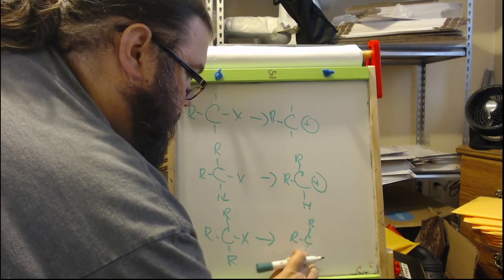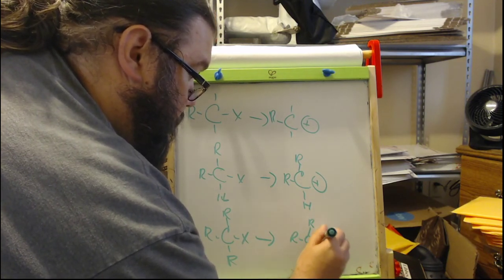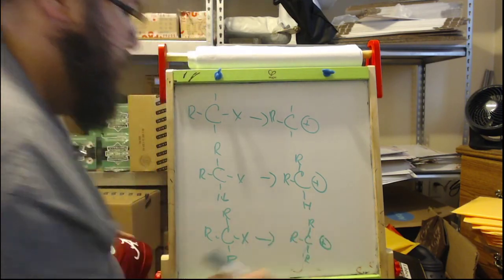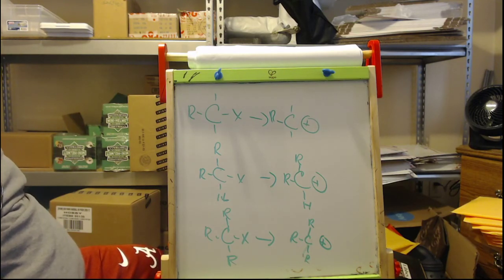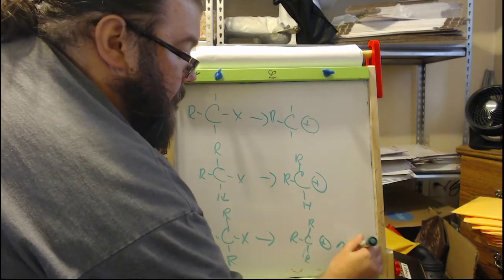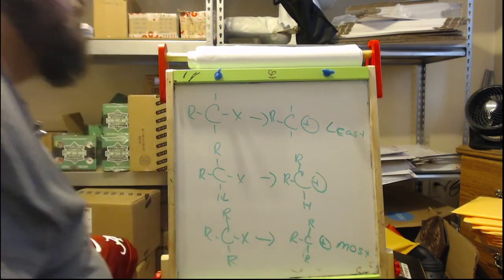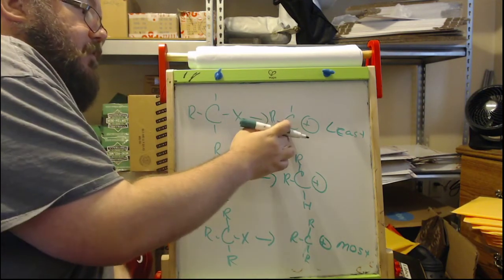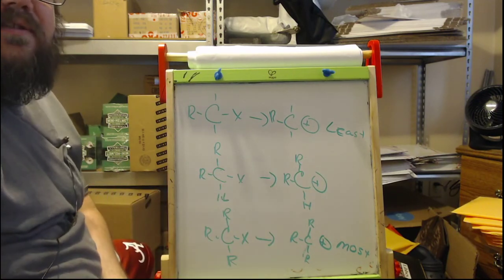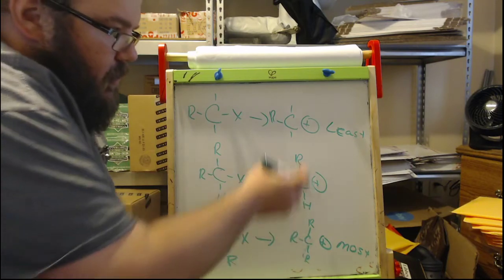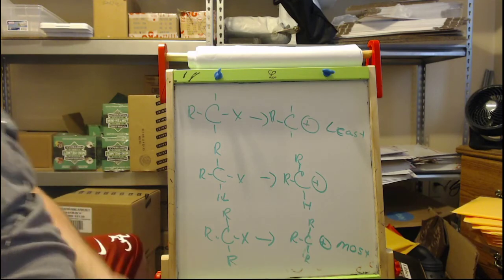Okay. Stability-wise, most stable, least stable. If I were to do an SN1 reaction and form a carbocation with a primary, the carbocation would be terribly unstable. Now the question is, why is a tertiary more stable than this right here, a primary?